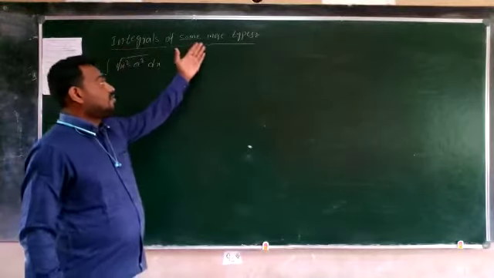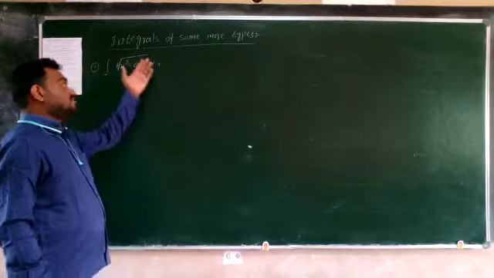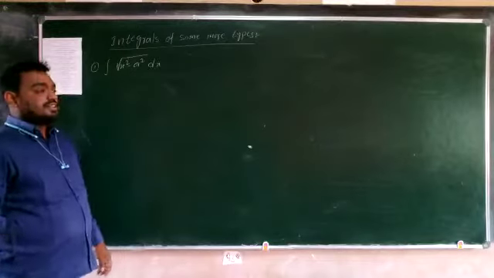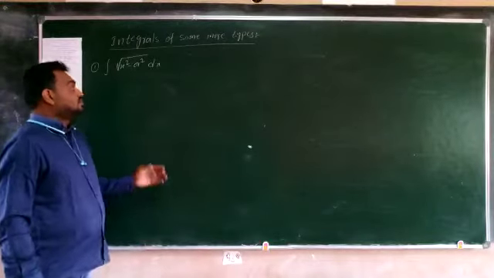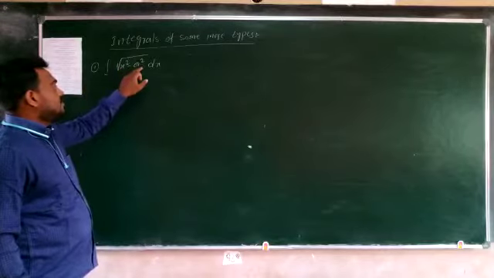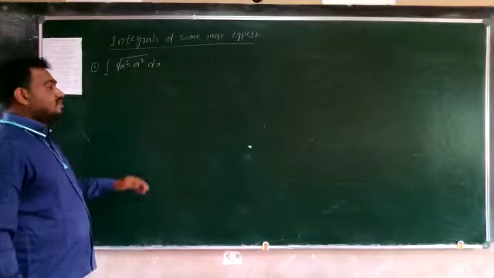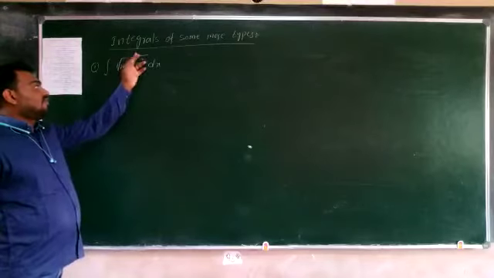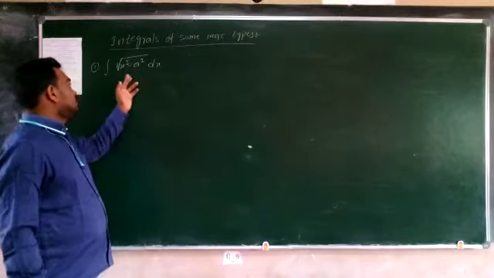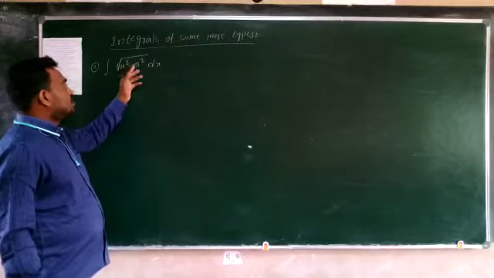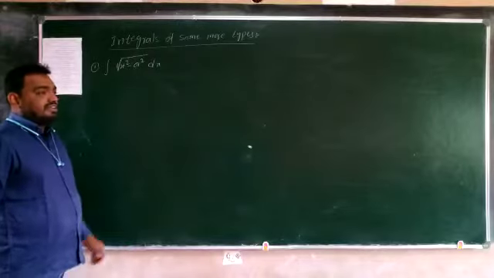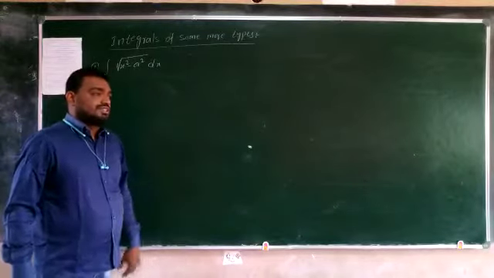Integrals of some more types. In this class, we are discussing some more standard formulas in integration. So first one, integration of square root of x square minus a square into dx. And the second one, integration of square root of x square plus a square into dx. And third one, integration of square root of a square minus x square into dx. These three are very important for 5 marks questions.